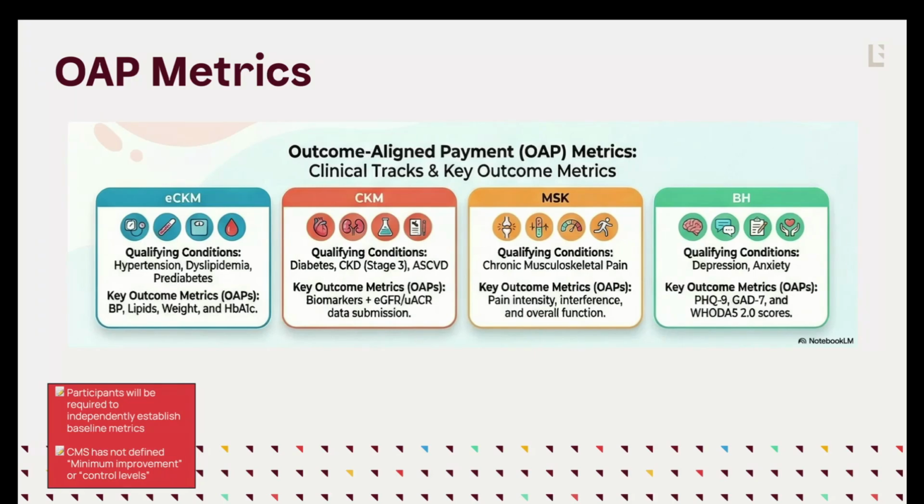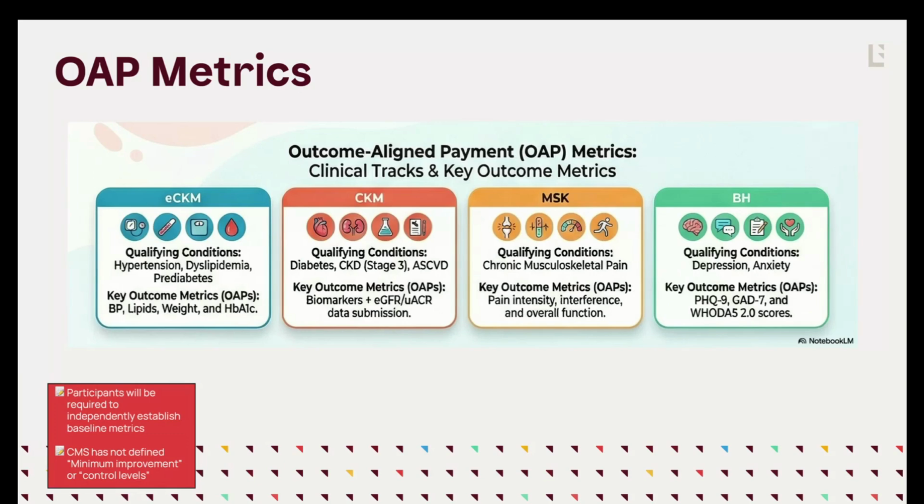A couple of really quick notes. You'll see in the bottom left of the screen, there are a couple of definitions that we don't have yet, and also something to think about, which is that participants will be required to independently establish baseline metrics for individual patients. So while CMS will give us some additional definition in terms of what type of improvements they want to see, what the threshold will be for those improvements, and how they define success, you will have to have a mechanism for establishing a baseline.